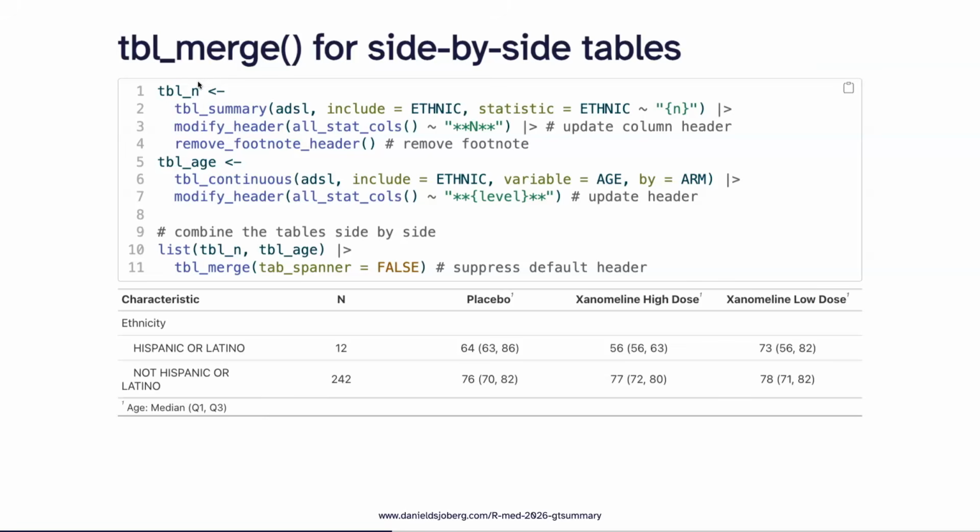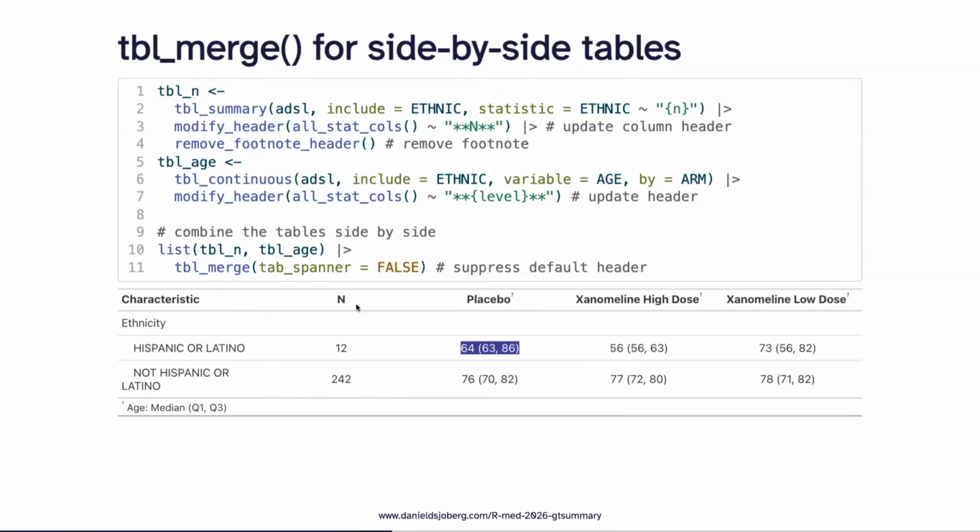So TBL N is essentially just the first two columns of this table. And TBL age, it looks like, is using the TBL continuous function to give us the age summary statistics by ethnicity and by treatment. So you have this not 2 by 2, but N by M table here, and you're giving me median age and IQR of the age within each of those combinations. And so that's what that gives you.